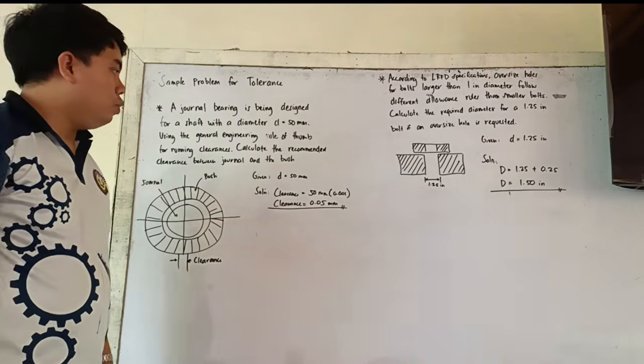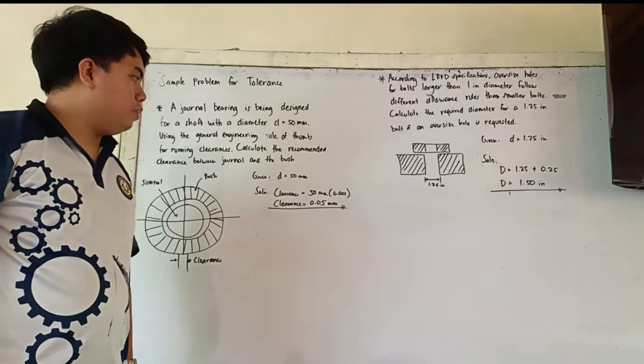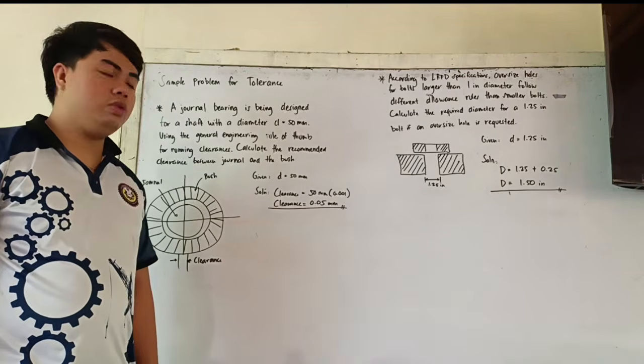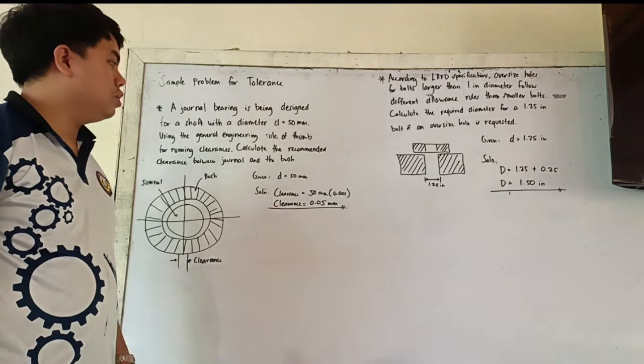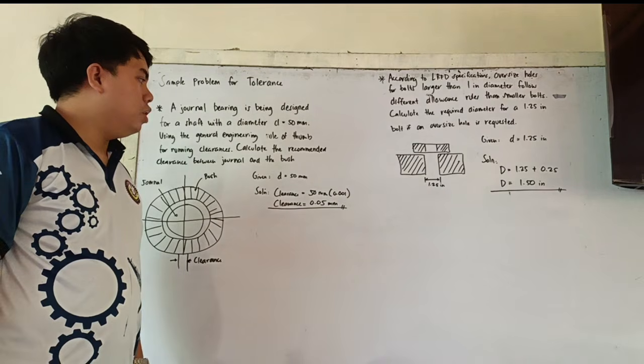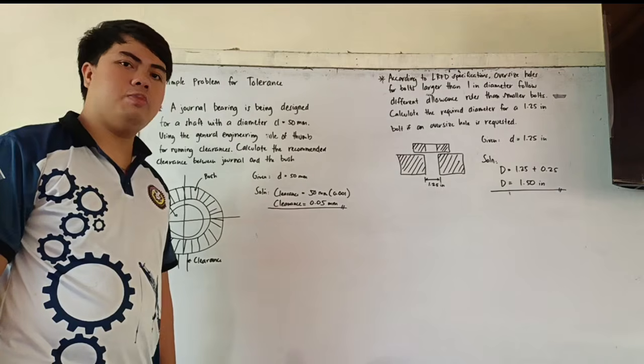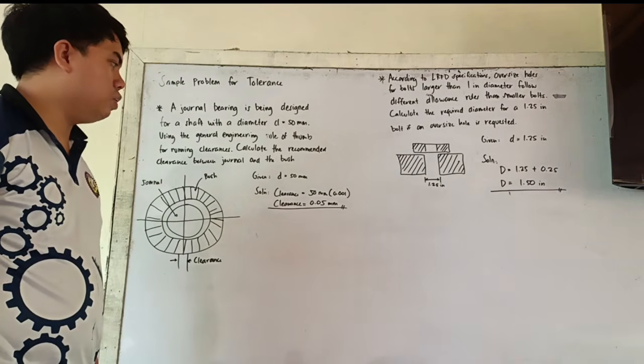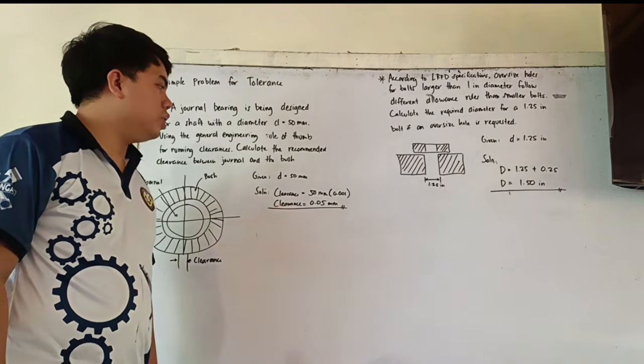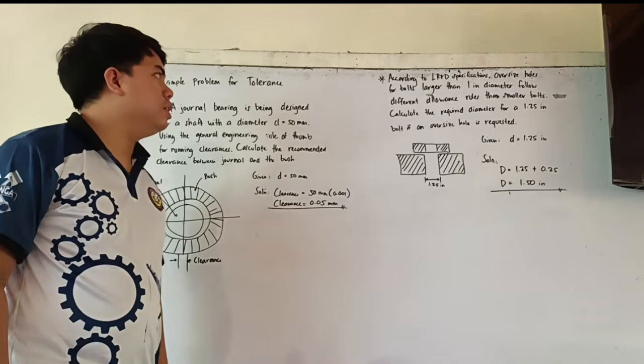So our given is D equal to 50. So we need to solve for the clearance. So clearance is equal to 50 millimeter times 0.001. So our clearance now is 0.05 millimeters.